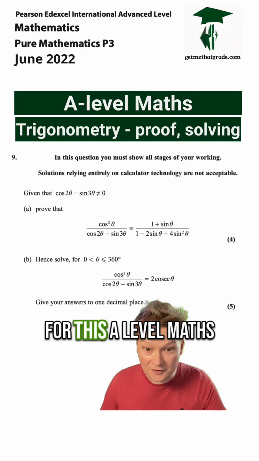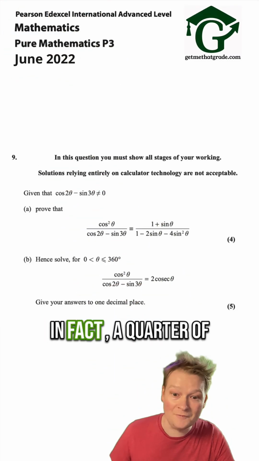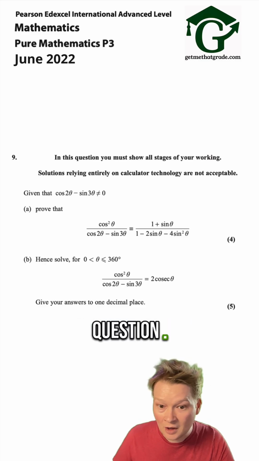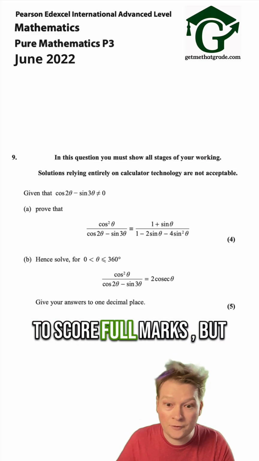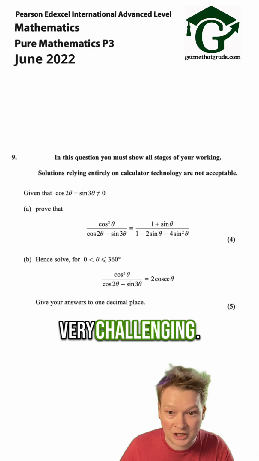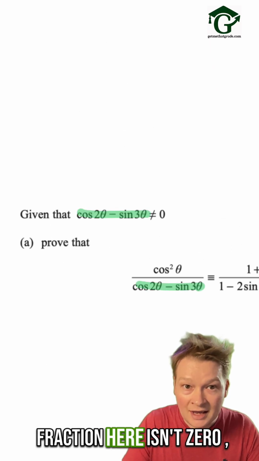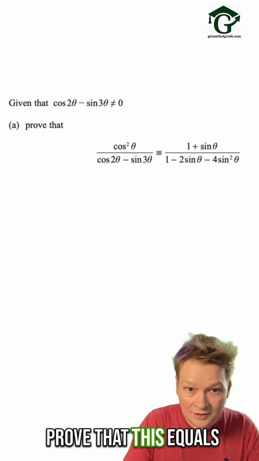The most common score for this A-level maths question? 0. In fact, a quarter of students sitting this paper didn't even score a single mark in this question. Only the very best A-level maths students were able to score full marks, but even they found it very, very challenging. Let's see why.